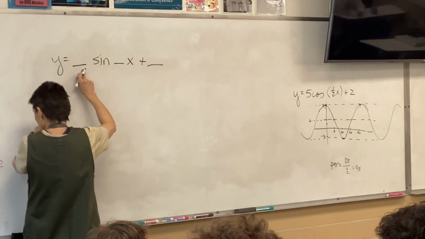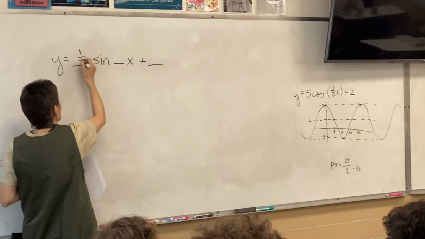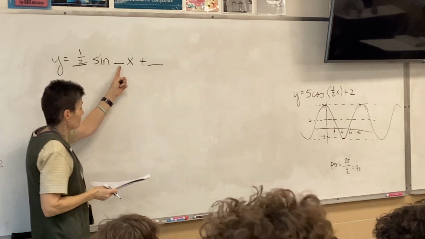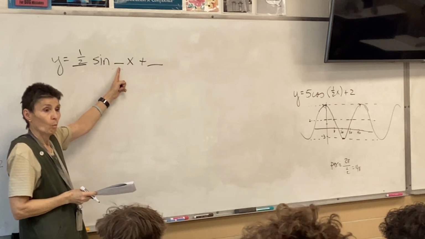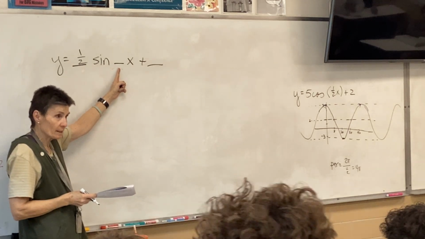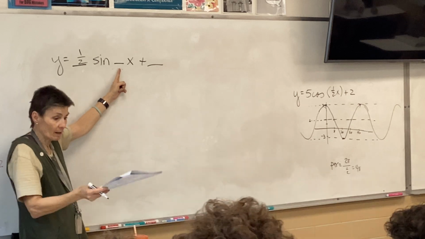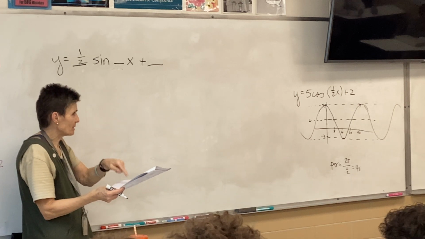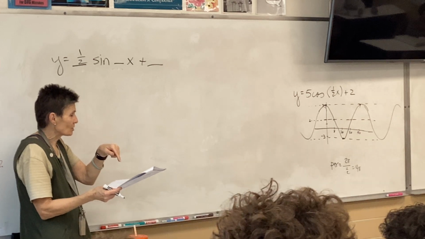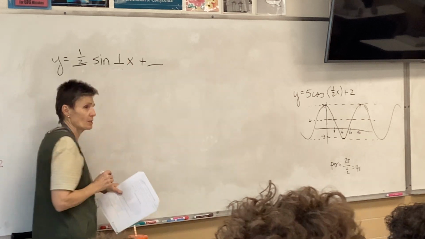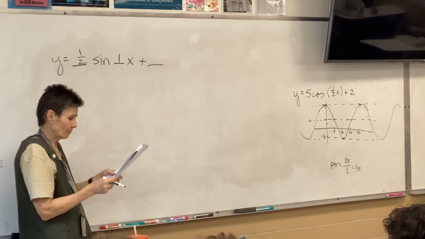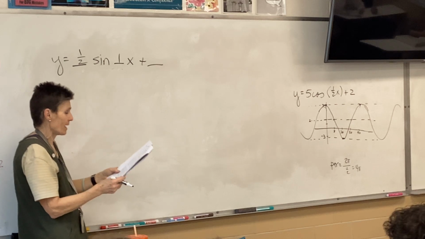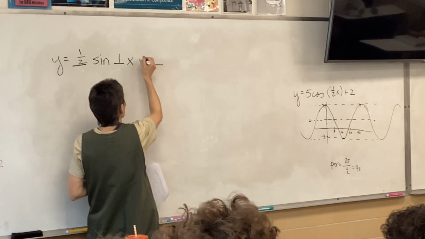What'd you put out in front? 1/2. Everybody got 1/2 for amplitude? What'd you put right here? 1. Why is that a 1? The period of the picture is 2 pi. And isn't the period supposed to be 2 pi? So therefore we didn't change it, so that's just a 1. And then what about our midline? Our midline is at -1.